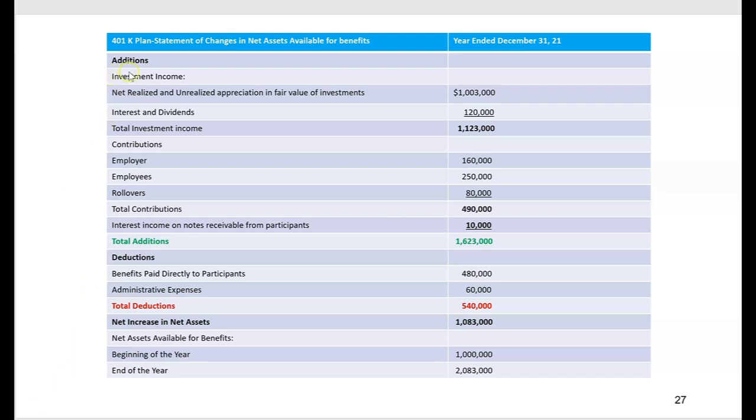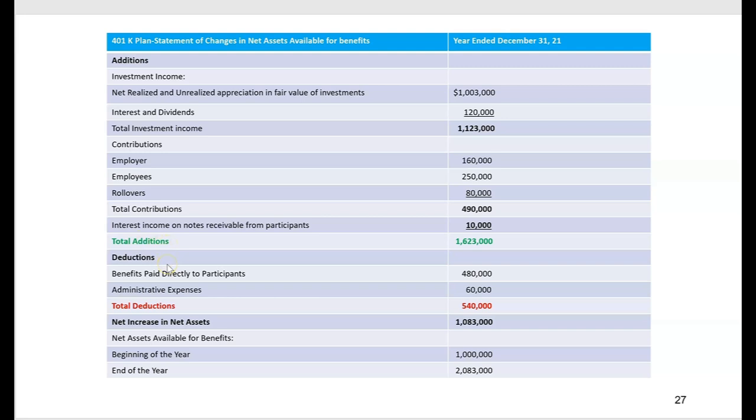What's the biggest addition? Hopefully it's realized and unrealized appreciation in the fair value of investments because you had a good return year, either in the stock market, the bond market, real estate, whatever the assets are invested in. Then you have interest and dividends, and then you have things like contributions, employer contributions, employee contributions, rollover contributions from other plans. So here's all reasons why you would have additions to the net assets.